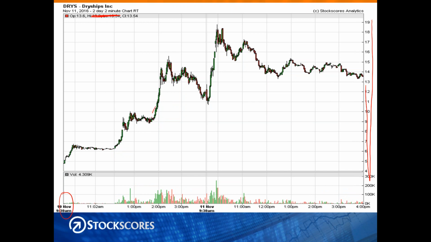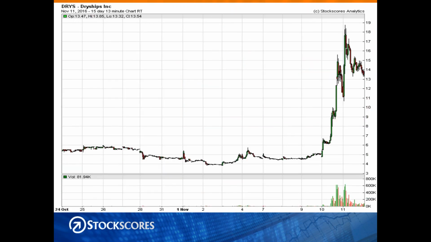Each one of these bars, which we call candles, represents a 2-minute period of trading. In this case, the market opens at 9:30 Eastern Time, and at 9:30 it opened there, and it went up, and it topped out there, and then it kind of drifted lower through the day to close the day down there at 4 p.m. Eastern Time.